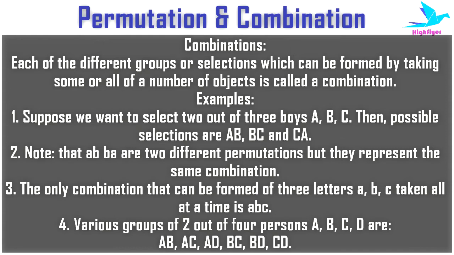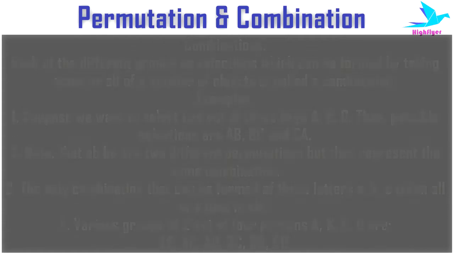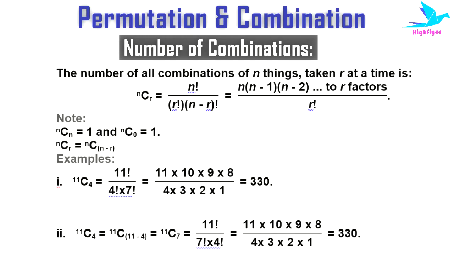Similarly, the only combination that can be formed of 3 letters A, B, C taken all at a time is A, B, C only. One more example: various groups of 2 out of 4 persons A, B, C, D are AB, AC, AD, BC, BD and CD. Then we'll understand the number of combinations.